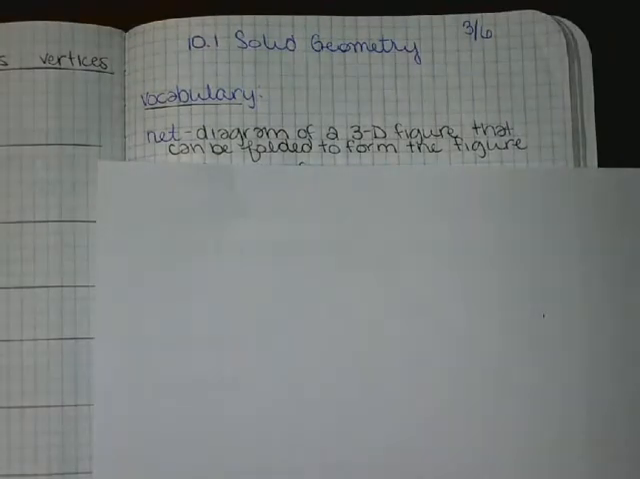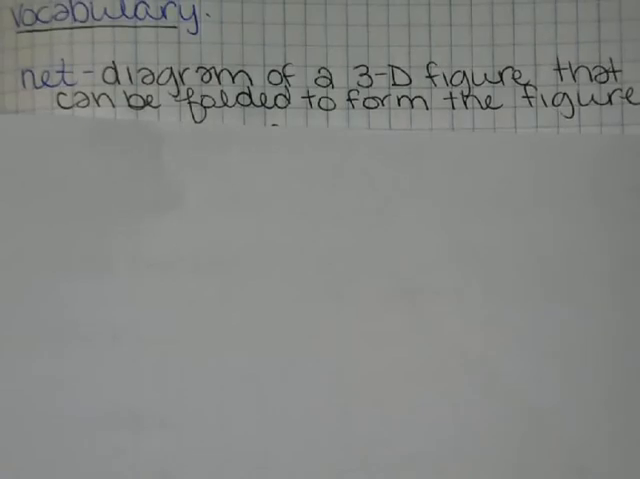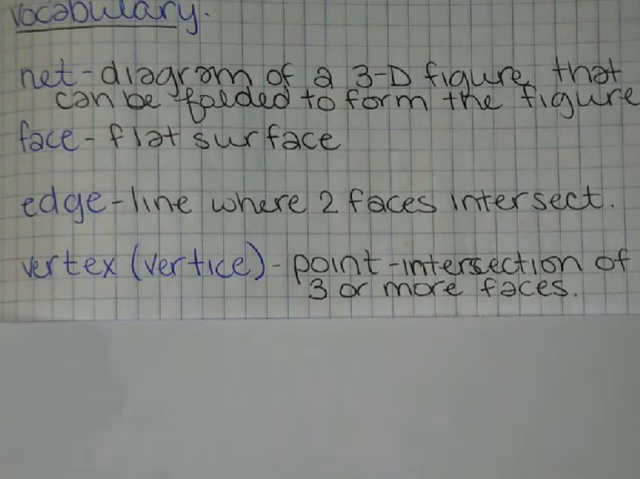Remember, nets are anytime you can take a three-dimensional figure and flatten it out. Once you see that diagram of it flattened out, that is considered a net. And you've seen nets before. All right, sorry, it takes a little while to focus. Then I want you to define these three: a face, an edge, a vertice. We talked about these all in Chapter 1, so all of these should be very familiar. If you need to pause and write it down, go ahead. I'm going to keep going.